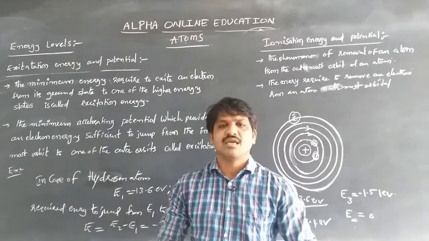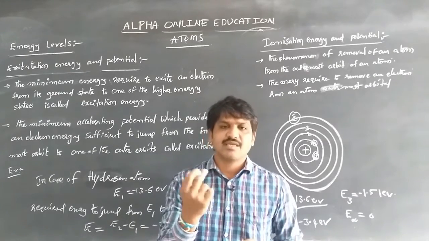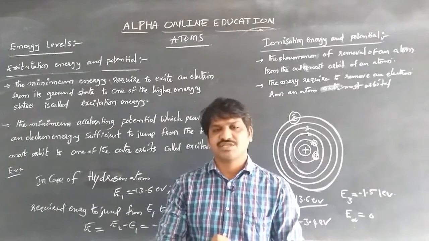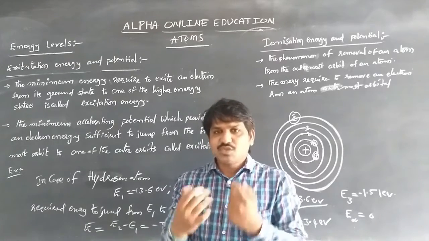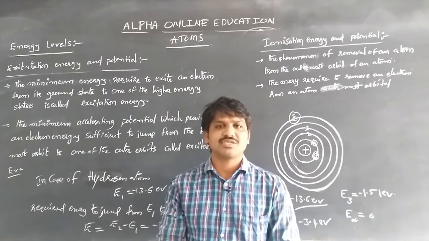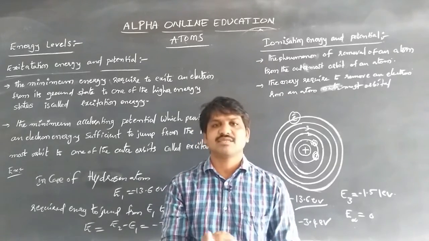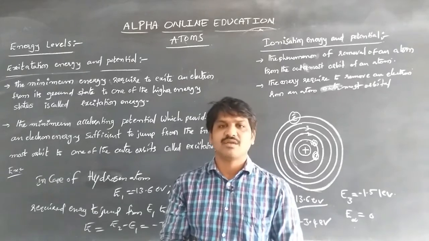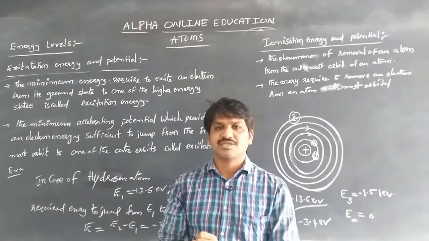So here we are taking the hydrogen atom. At room temperature, the electron revolves in a stationary orbit and does not radiate any energy. Whenever it is revolving around the nucleus in the stationary orbit, it does not radiate any energy.